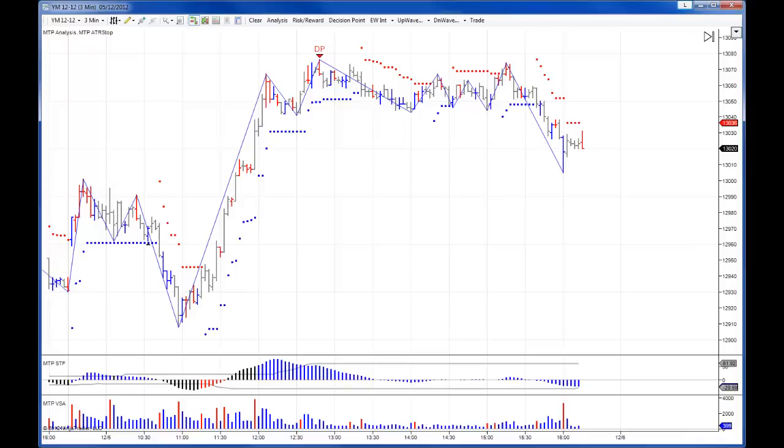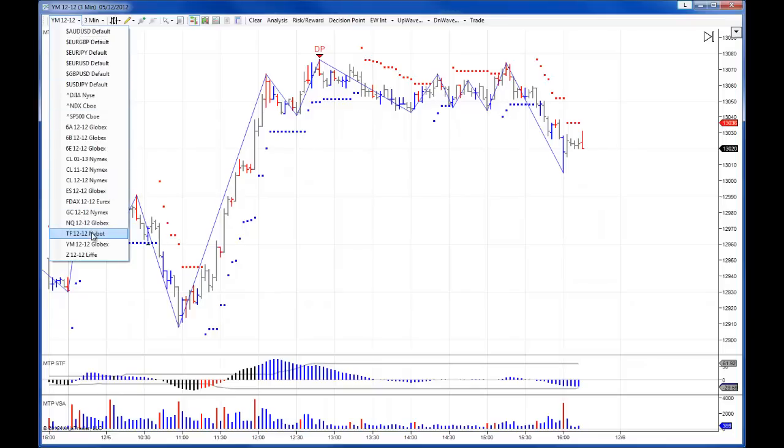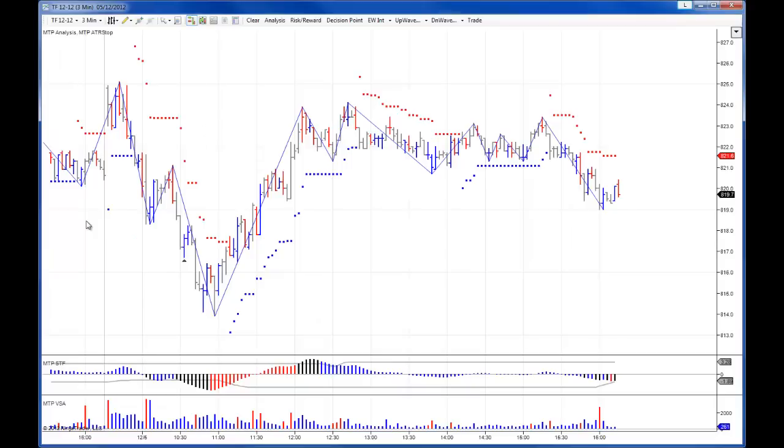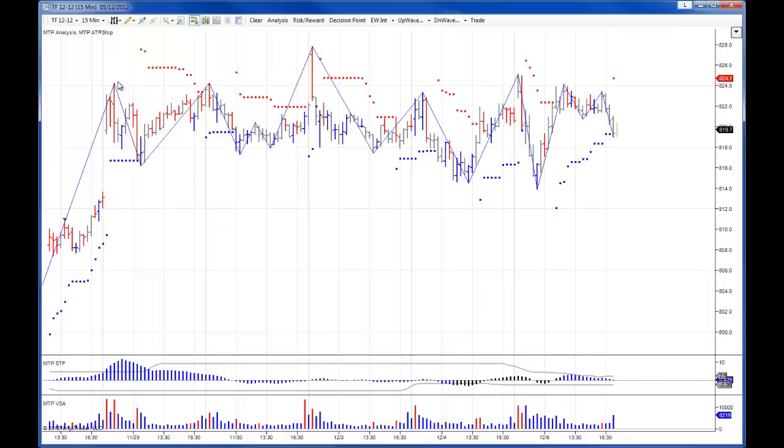In today's video I'd like to do a roundup of how the US minis unfolded yesterday, but using our MTP-RT add-ons for NinjaTrader 7, which is what you're looking at here. To start with, I'd like to have a look at the Russell Index, because this is what I was looking at in yesterday's training webinar, and let's start with the 15-minute chart.